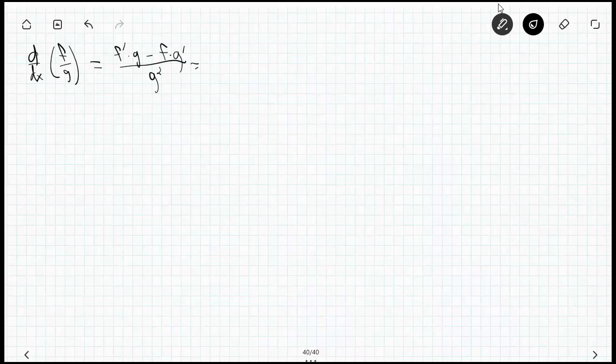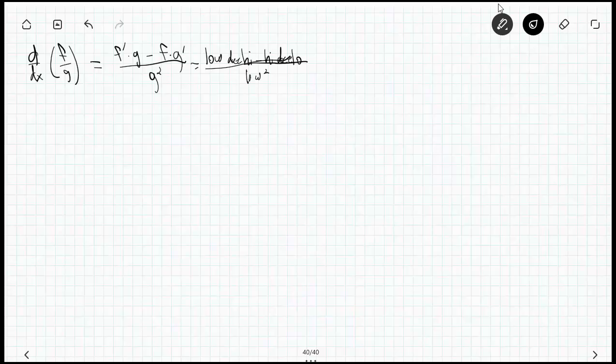I'm going to give you an example. However, there's a mnemonic device that you can come up with, and that is low d high minus high d low. Kind of high d low, high d ho, but high d low. Whoops, that wasn't supposed to happen. Over low squared. Low d high minus high d low, all over low squared.